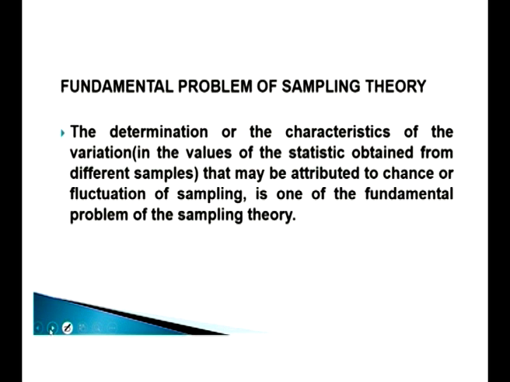What is the basic fundamental problem of sampling theory? The determination of the characteristics of the variation in the values of the statistic obtained from different samples, that may be attributed to chance or fluctuations of sampling, is one of the fundamental problems of sampling theory. This is why we do the sampling. Then when you talk about a procedure, definitely we have to talk about its distribution, because statistics deals with various distributions. Distribution means a particular format which the variable follows.